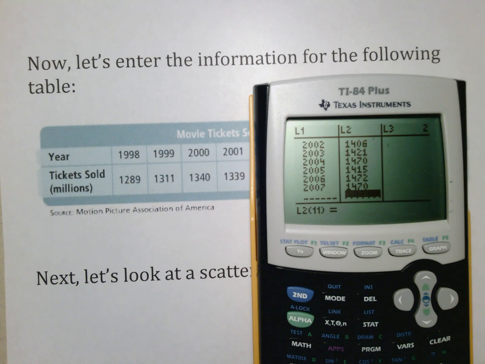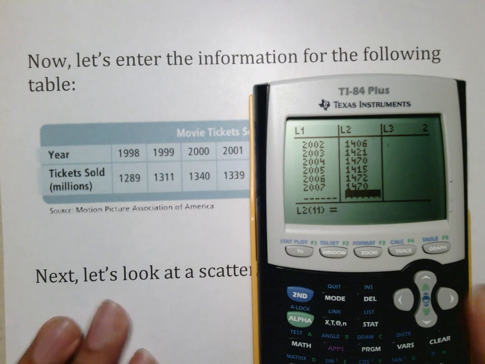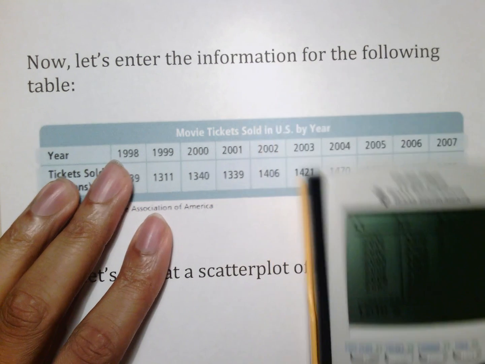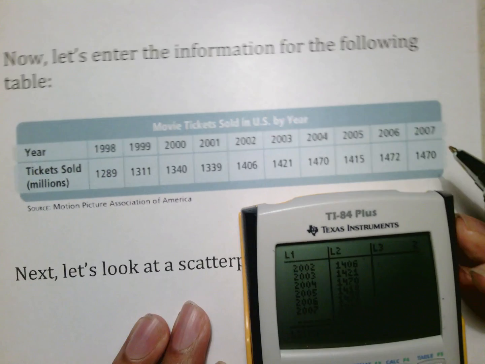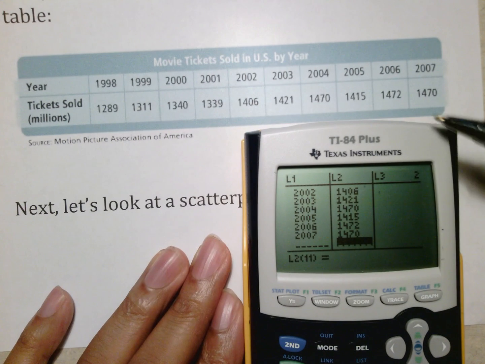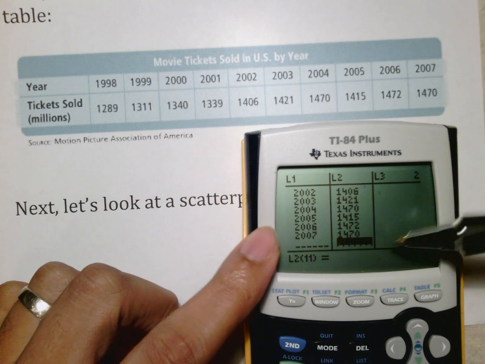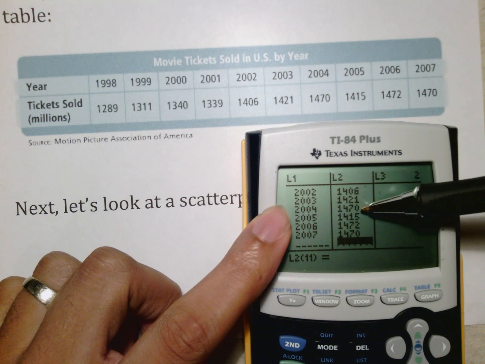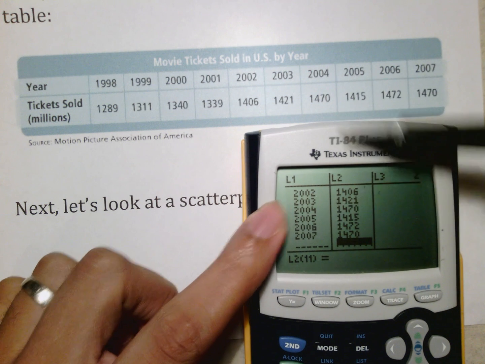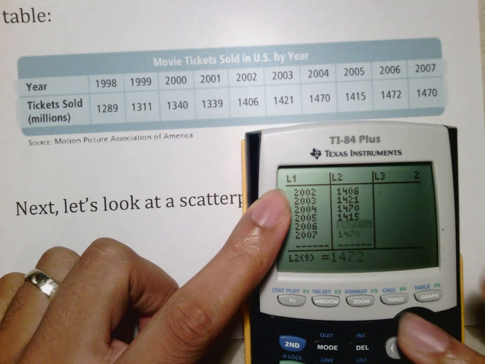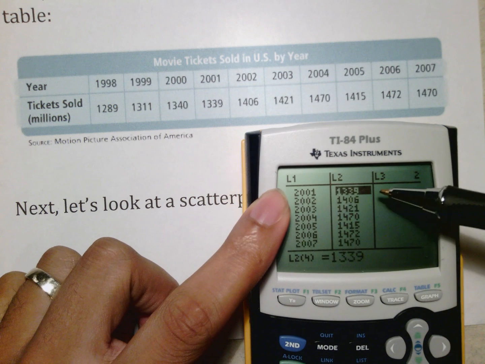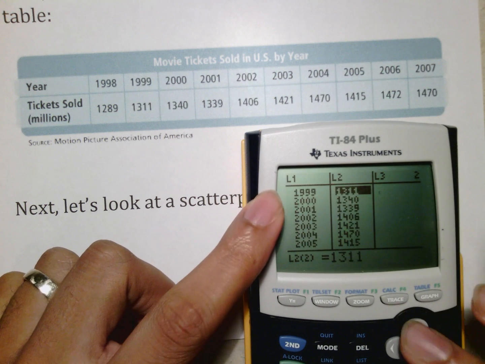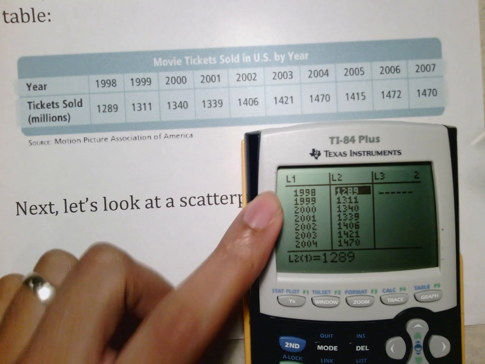Sorry I didn't do it on the screen. I didn't realize it was out of the screen, but anyway, all that's entered into my calculator. Real quick, I just want to check everything. I've got 2007 going to 1470, which is right. I've got 2006 going to 1472, 2005 to 1415. Yes there, yes there. 2002 to 1406, 2001 to 1339, 1340, 1311, and 1289.